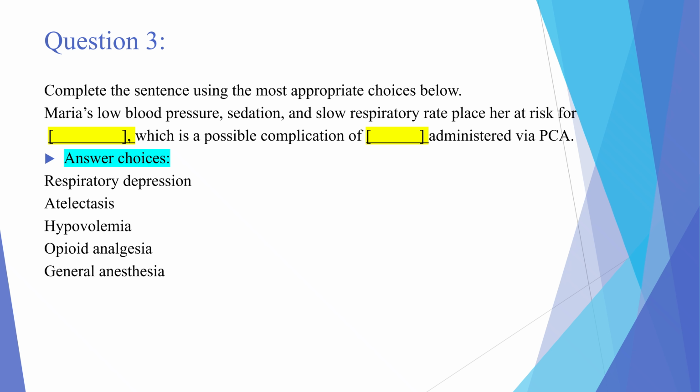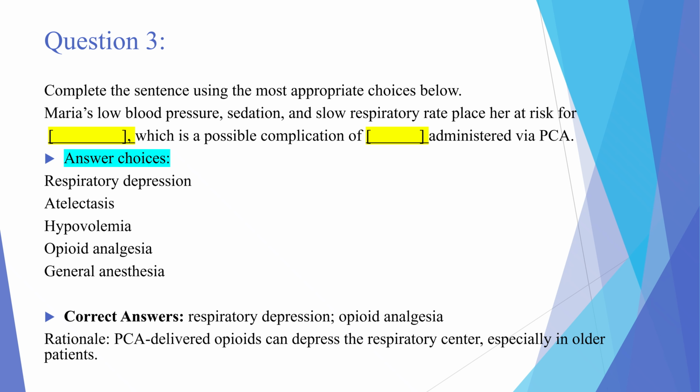Complete the sentence using the most appropriate choices below. Maria's low blood pressure, sedation, and slow respiratory rate place her at risk for, answer choices. Which is a possible complication of opioids administered via PCA? So the respiratory depression and opioid analgesia. The PCA-delivered opioids can depress the respiratory center, especially in older patients.